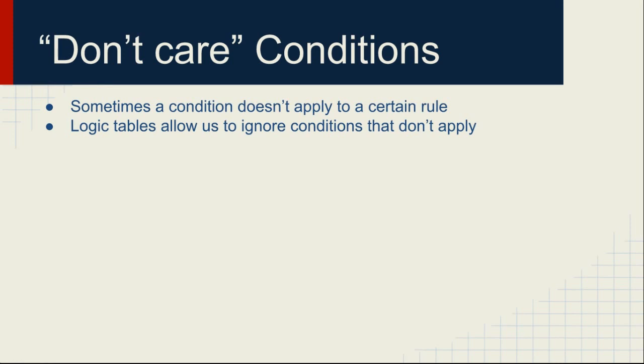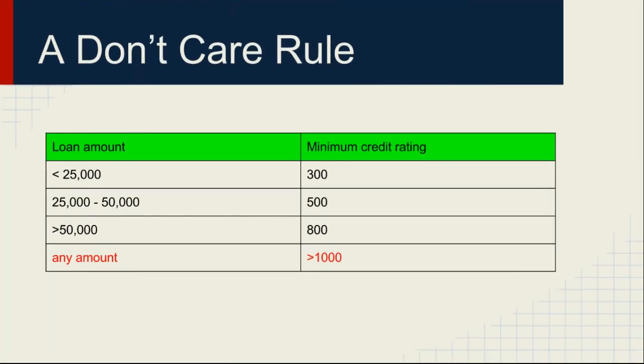Now, sometimes we have situations where certain conditions don't apply in certain rules, and we can code that quite easily using logic tables. So here's an example of a don't care type of rule. Let's say that we've decided that if your credit rating is over 1,000, that we will approve a loan in any amount because your credit is so good that we really don't care what the amount of the loan is.